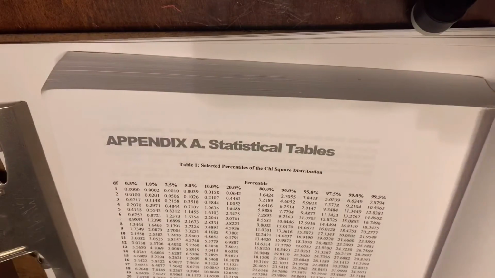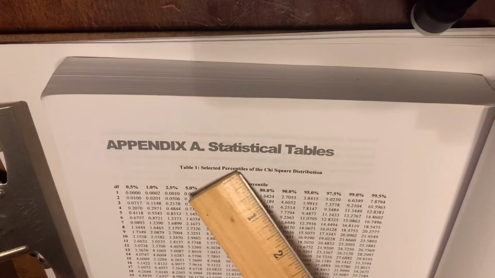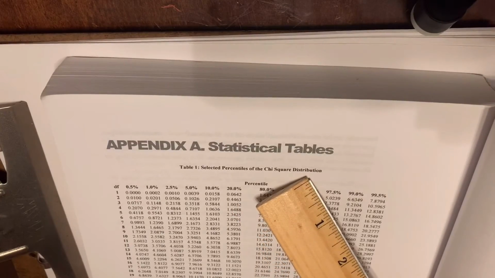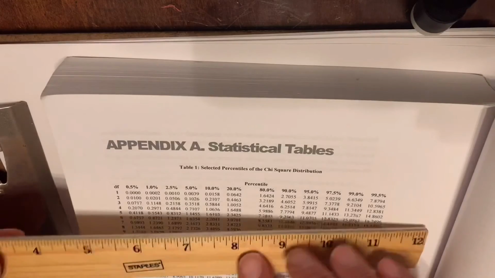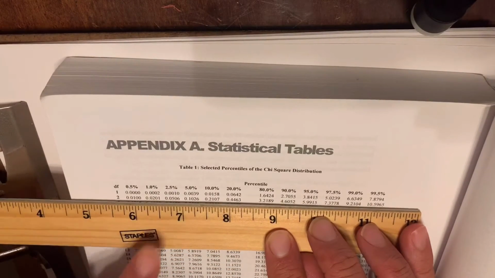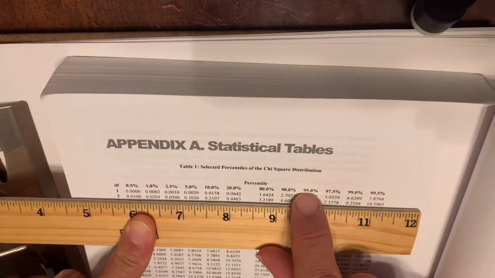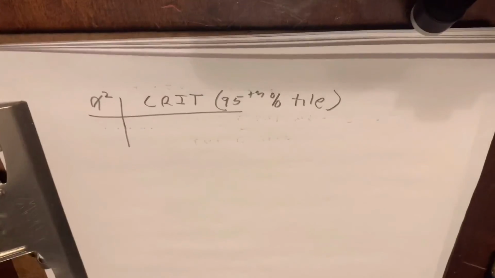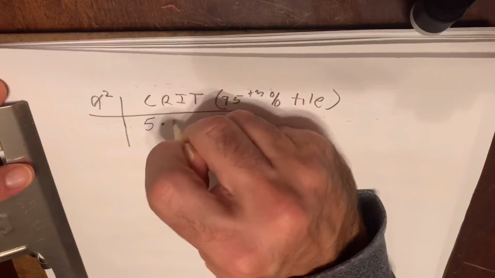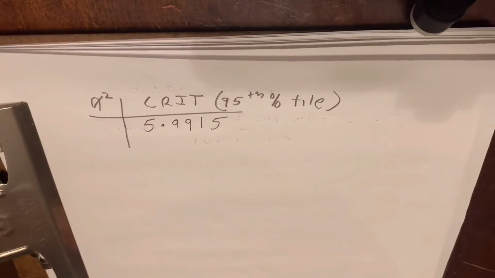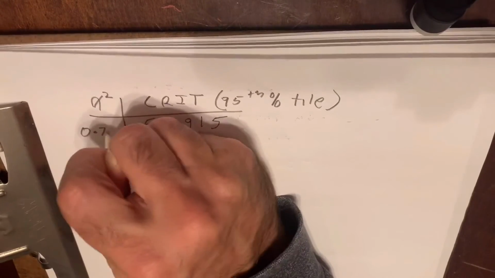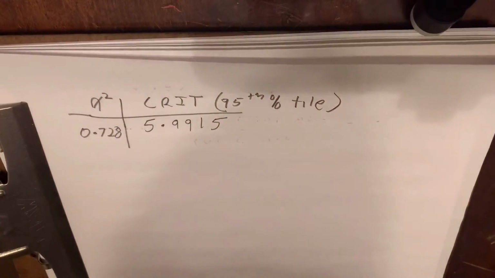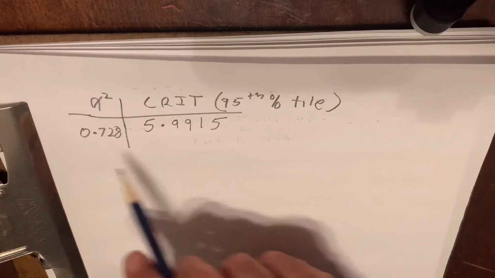See over here in Appendix A, it says selected percentiles of the chi-square distribution. And we're going to go to 2 degrees of freedom. And we're going to go to the 95th percentile, which is right here. And we see the 95th percentile is 5.9915. So I'm going to write that down. 5.9915. And the chi-square score that we calculated was 0.728. So we have a nice little table with our observed chi-square score and our critical value.